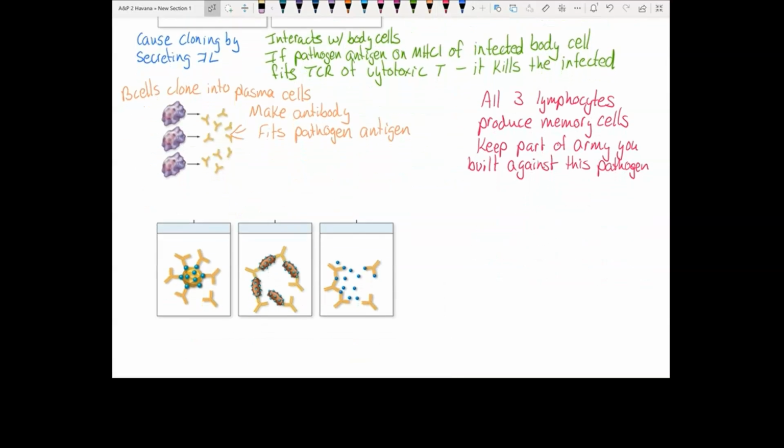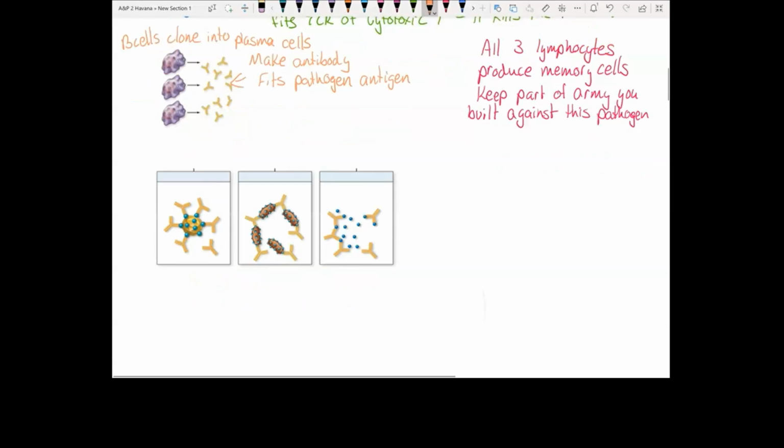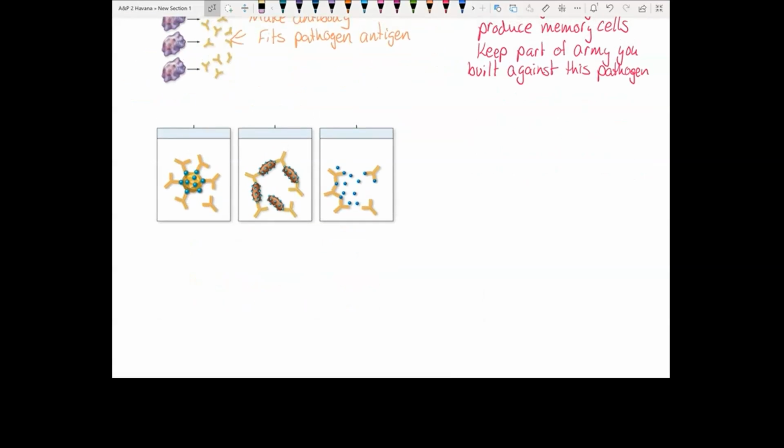Okay, let's continue on with effector response and look at what antibodies do. So we said that B cells clone into plasma cells, which make antibodies. There are 6 things that antibodies do. The first one is neutralization.